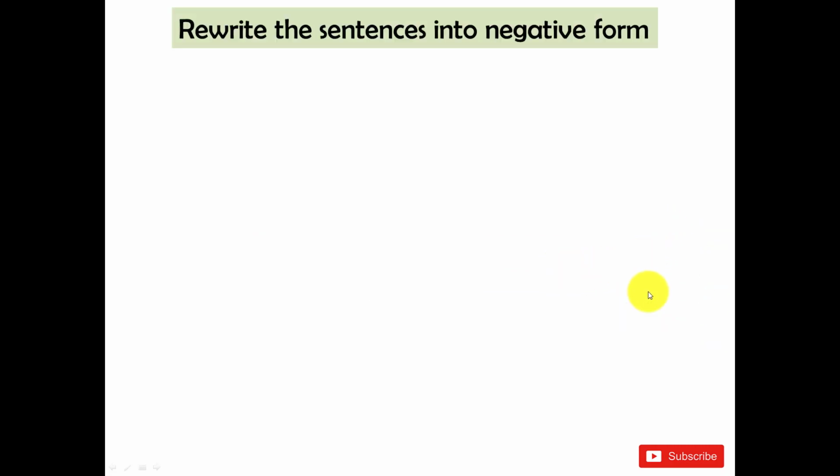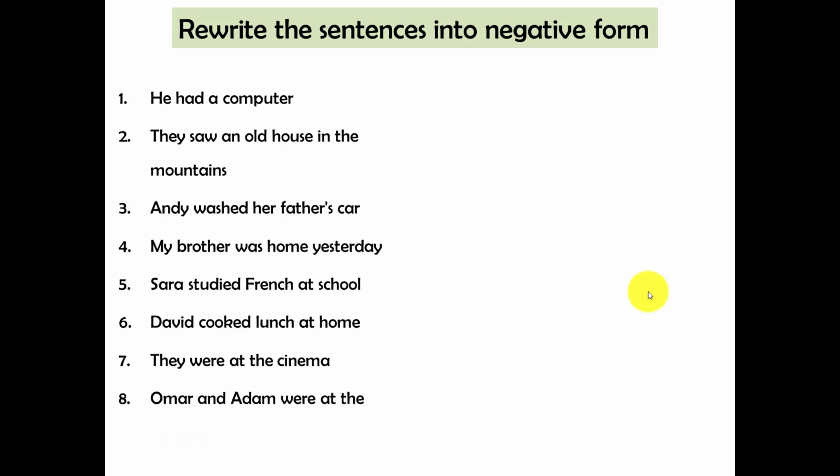Okay, great. So I hope that you have grasped the forms we have just seen, and let's practice some activities here. In this activity, you are going to rewrite the sentences into negative form. Here we have 8 sentences and we are going to make them negative. Let's start with the first one.